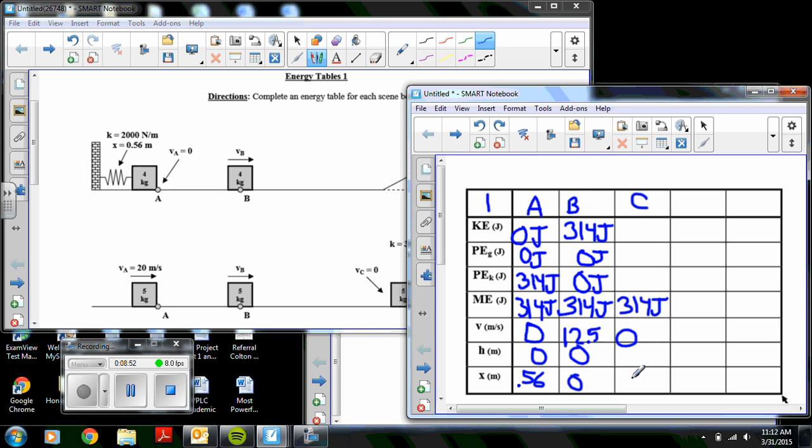And again, since there's no spring, our compression of a spring that doesn't exist would have to be 0. So I see if I have 0 spring compression, I'm going to have 0 elastic potential energy. If I have 0 velocity, then my kinetic energy is 0. So all of my energy must be gravitational potential energy. So I'm going to take all this 314 joules and place it here.